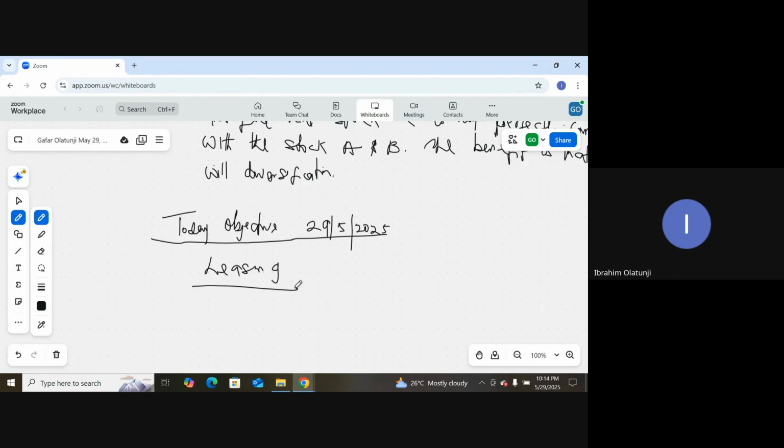Okay. When we talk about leasing, we also need to understand what is called lease. So we look at lease. Can you see the board? Yes, the board is visible. We look at lease. Lease.